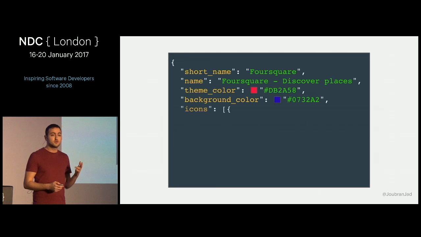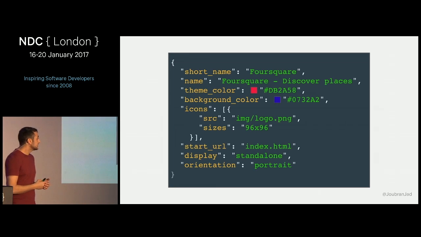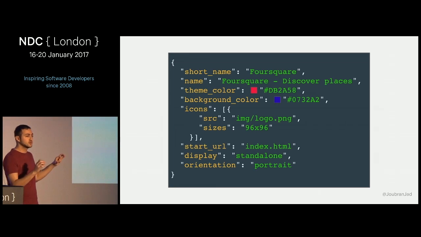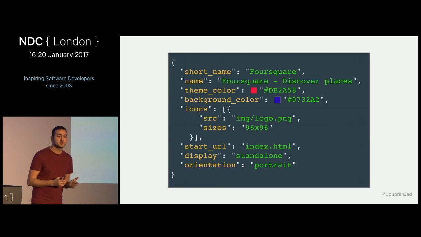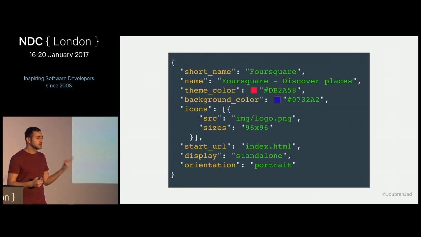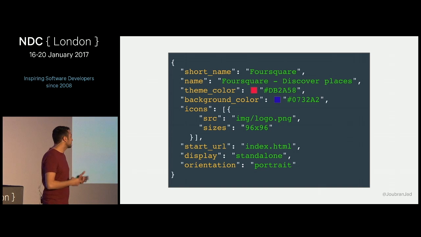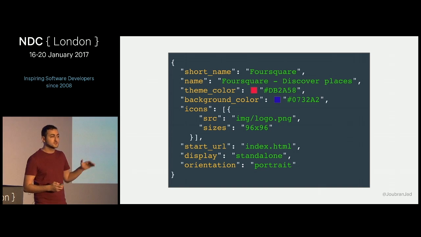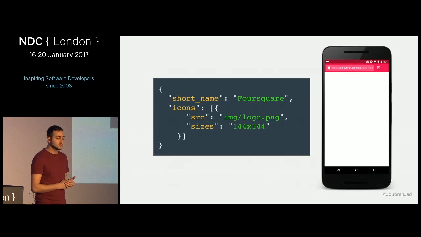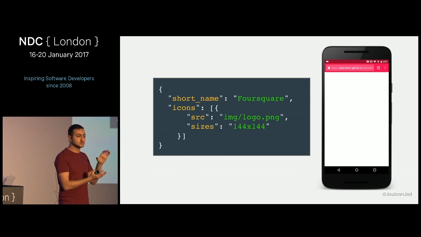This is an example of a manifest.json. The only thing you have to do is just link to it with the link relationship manifest. And this is a sample of a manifest.json. You give it a short name, theme color, background color, etc. We're going to see how all of these work. So let's take a closer look. If we define a short name and an icon, normally you define more icons, more screen sizes. I just want to keep the slides short.